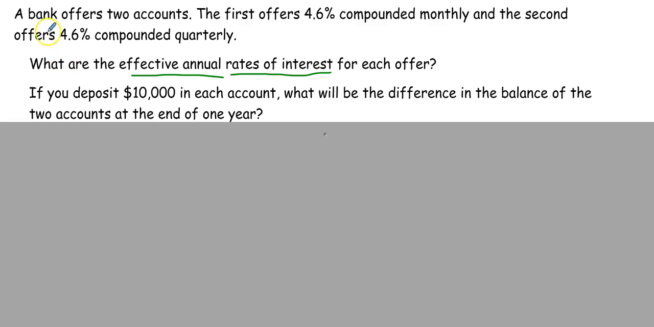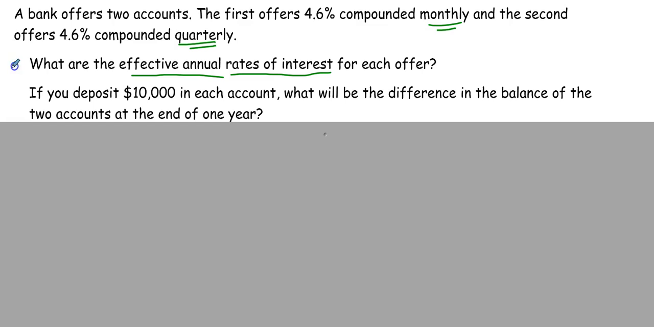A bank offers two accounts. The first account is offering 4.6% compounded monthly, and the second offers the same 4.6% but compounded quarterly. So that is the difference. The rate of interest is the same. So in this scenario, what are the effective annual rates of interest for each offer? We have to find the effective annual rate of interest.